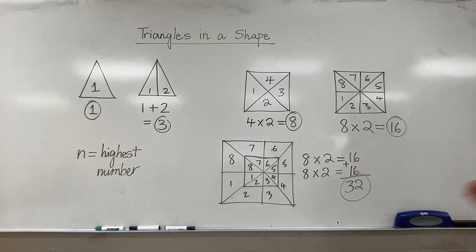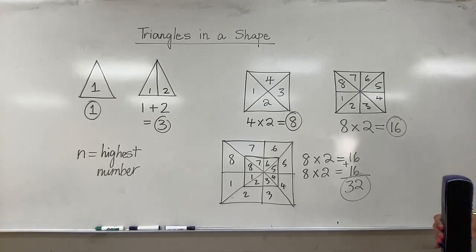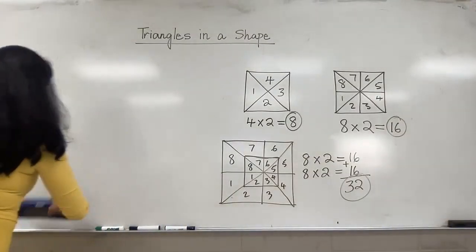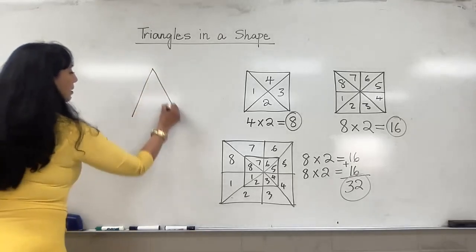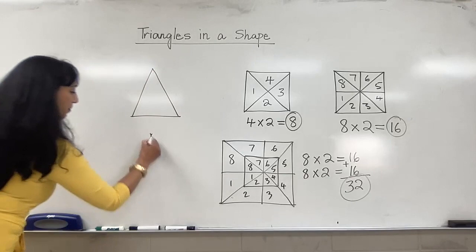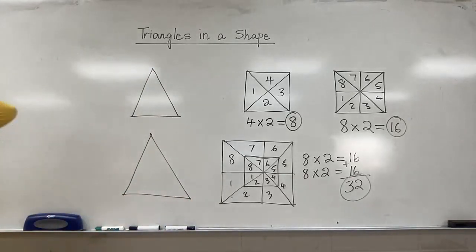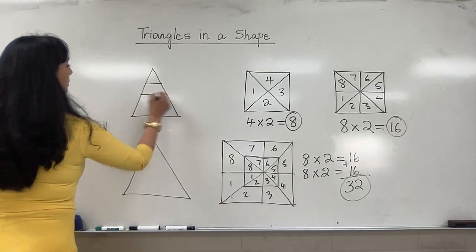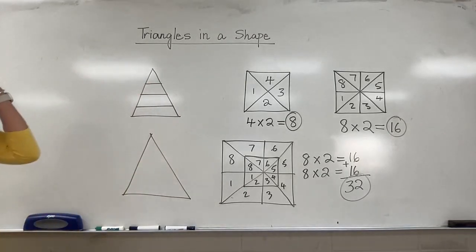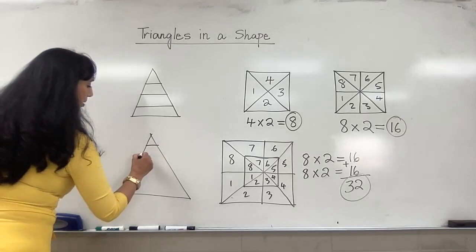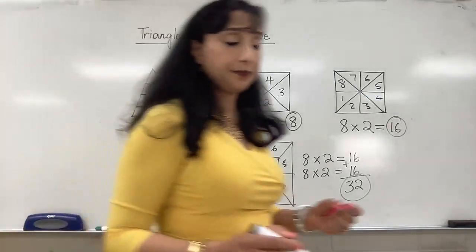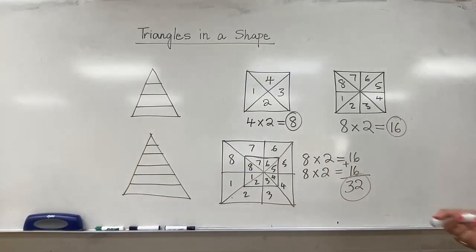Okay. Now sometimes you are given a shape where I just have a triangle with horizontal lines. So I might be given something like this, and I'm going to just make some horizontal lines over here. Okay, so I might be given something like this, and then you're asked how many triangles are in that shape. I might be given something like this. All right, and then you're asked how many triangles are in that shape.